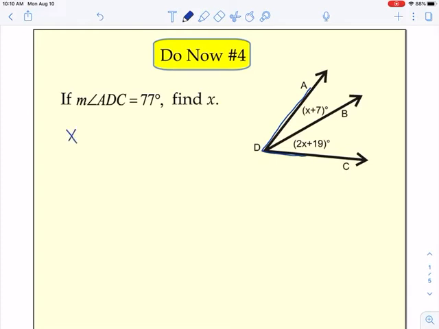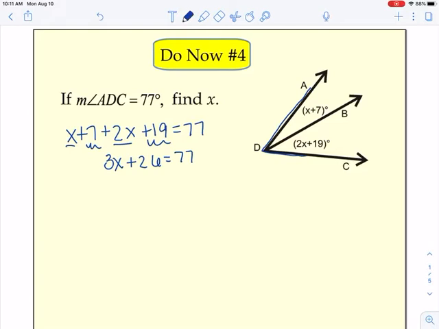So I'm going to take x plus 7 and add 2x plus 19 to it. And again, that will have to equal 77. Combining like terms on the left-hand side, x plus 2x will give me 3x, and 7 plus 19 will give me 26. So I have 3x plus 26 equals 77.